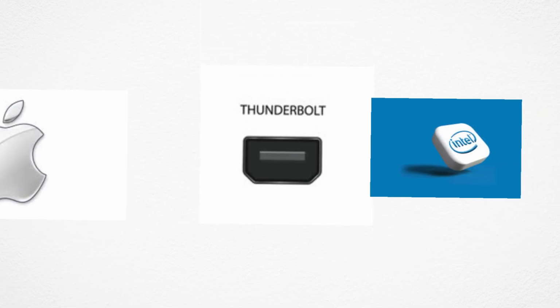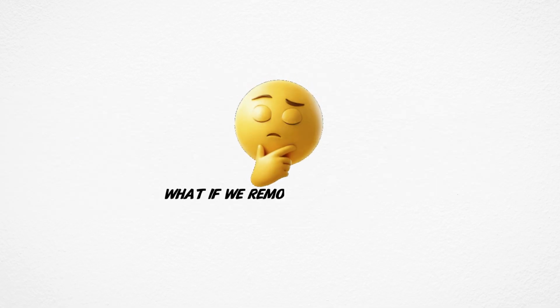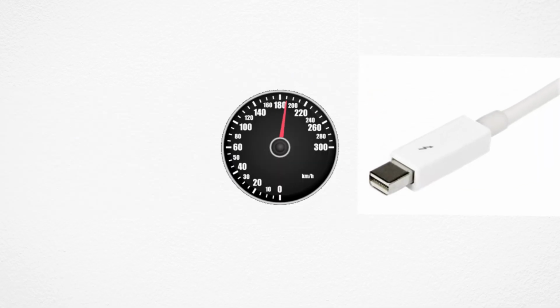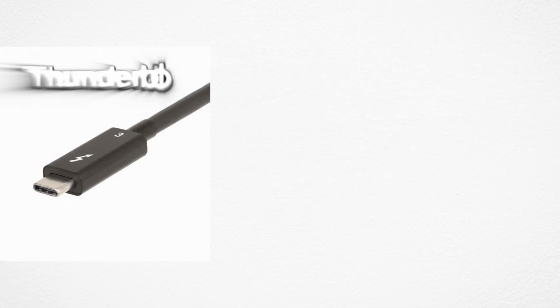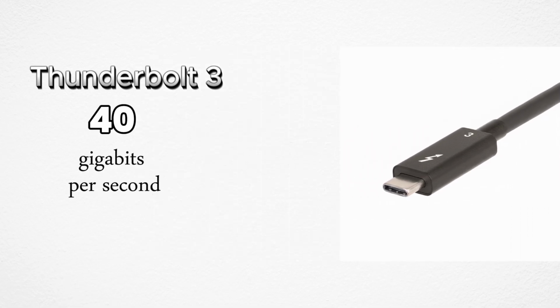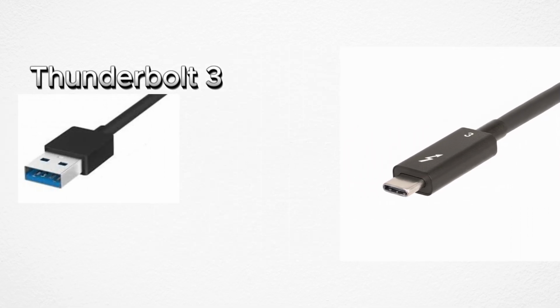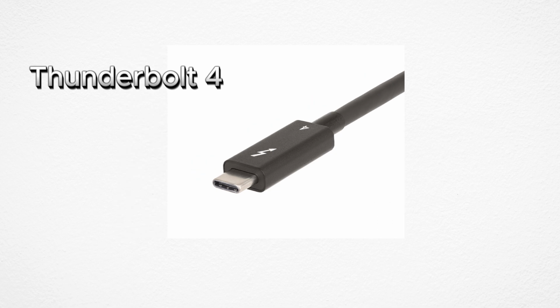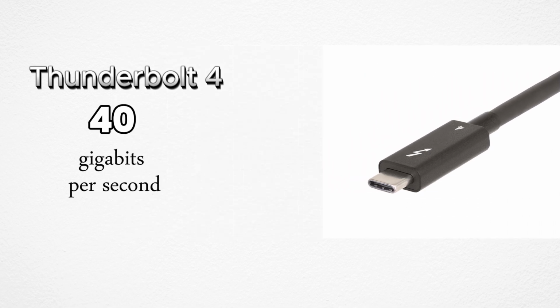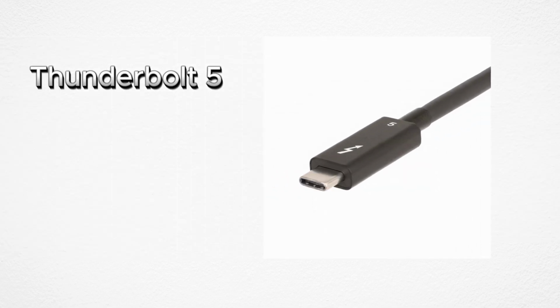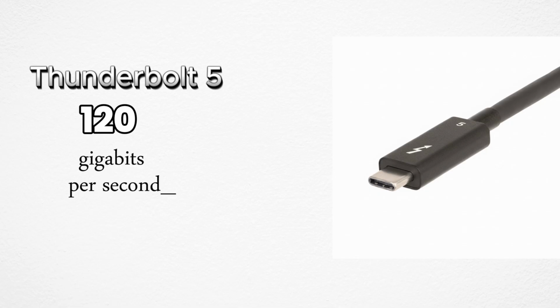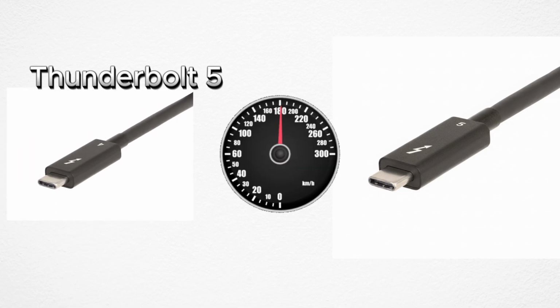Thunderbolt is Intel and Apple's answer to the question, what if we removed all limits? Thunderbolt is fast, absurdly fast. Thunderbolt 3, 40 gigabits per second. That's 4 times faster than USB 3.1. Thunderbolt 4, same speed but guaranteed reliability on all cables. Thunderbolt 5, we just hit 120 gigabits per second, 3 times faster than Thunderbolt 4.